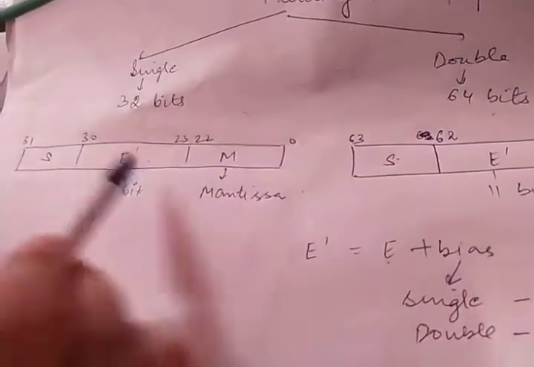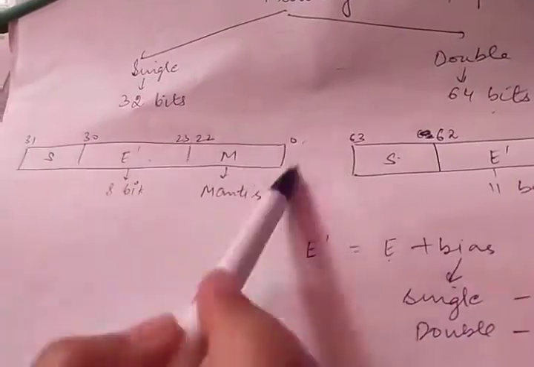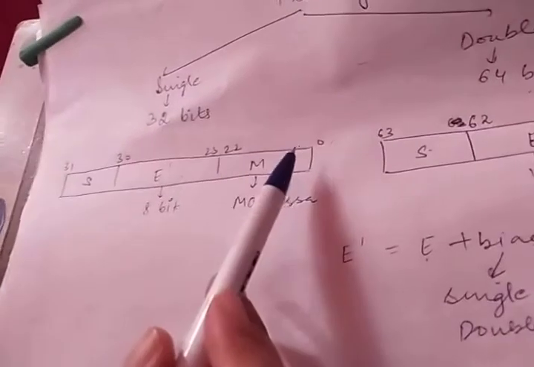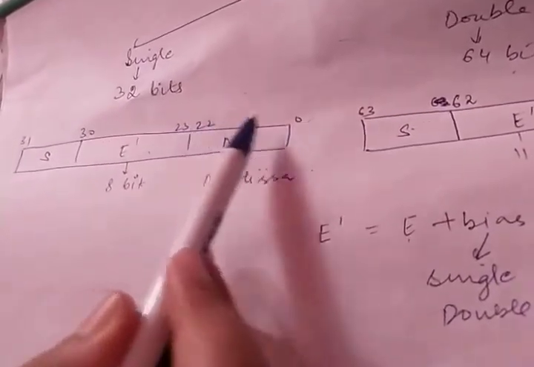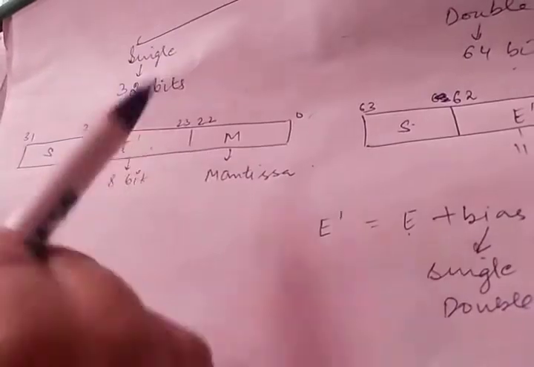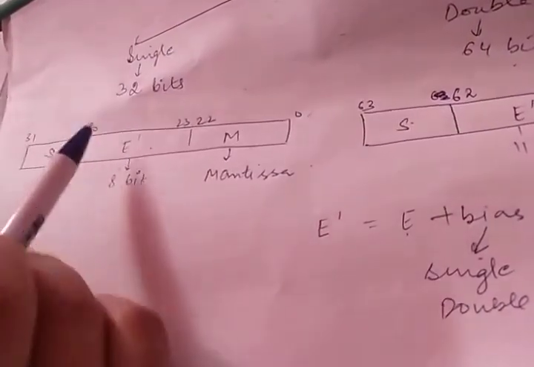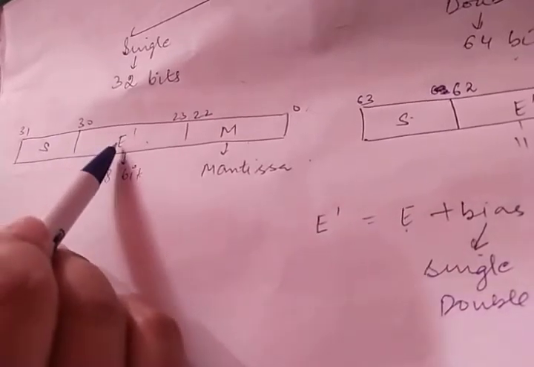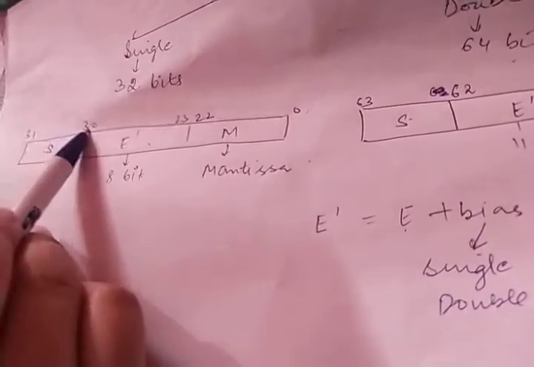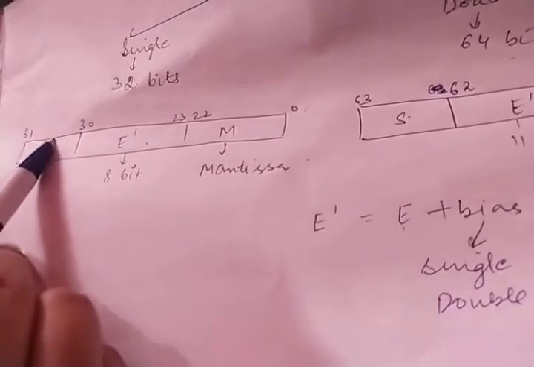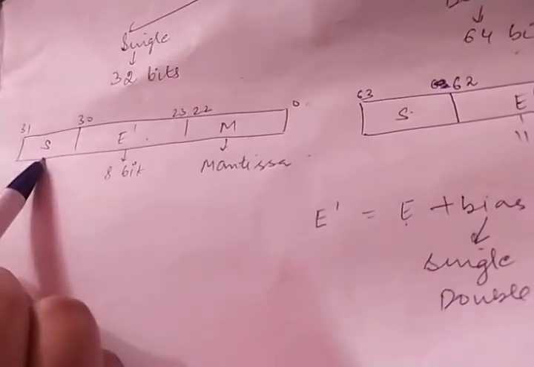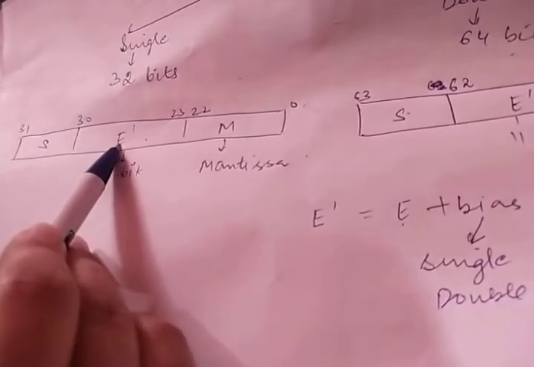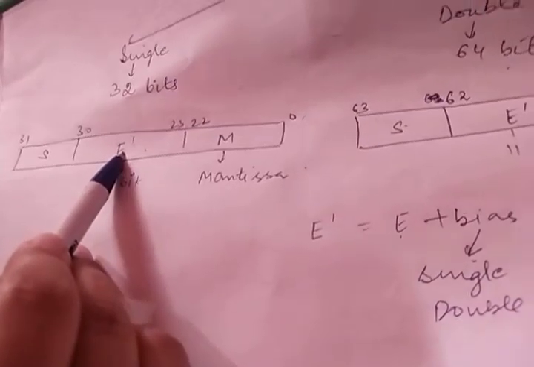Here you can see the format. This whole format consists of 32 bits. We have divided the 32 bits into three parts, where bits 0 to 22, which are 23 bits, are reserved for the Mantissa part. Bits 23 to 30, which are 8 bits, are reserved for the exponent part, and bit 31, which is 1 bit only, is reserved for the sign bit. You can see that we have not written E, we have represented E dash here. This E dash we will discuss later.